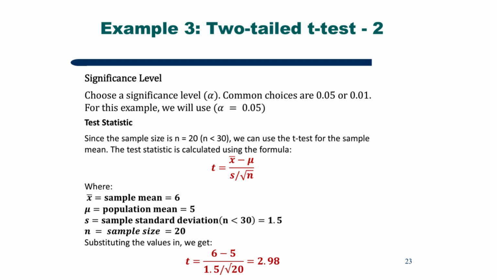The t-statistic is calculated as follows. T equals the sample mean minus the population mean divided by the sample standard deviation divided by the square root of the sample size, where x bar equals sample mean equals 6, mu equals population mean equals 5, s equals sample standard deviation equals 1.5, n equals sample size equals 20. Substituting the values in, t equals 6 minus 5, divided by 1.5 divided by the square root of 20, which equals 2.98.